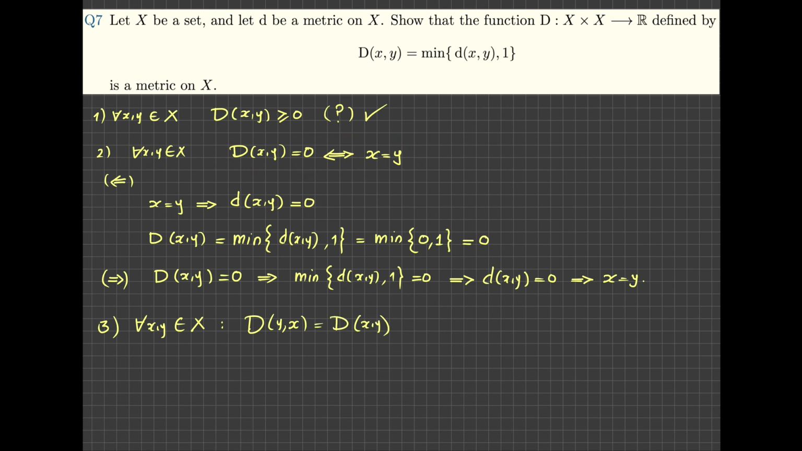But this is so obvious that I don't want to continue here for you, because if you want to write it, of course, D of Y and X is actually the minimum of little d of Y and X and 1. But you know that because little d is a metric, it is symmetric, so there is no difference between d of Y and X and d of X and Y, and 1. And this is exactly the definition of capital D acting on X and Y. So this is it. The important property that we need to check is the triangle property, the triangle inequality.